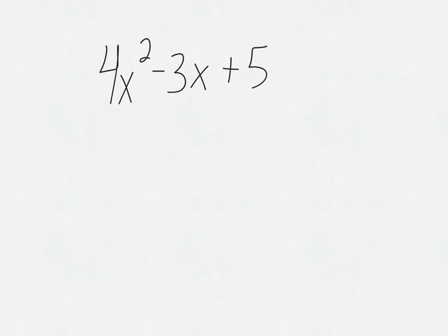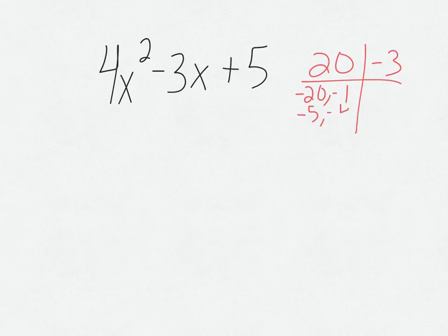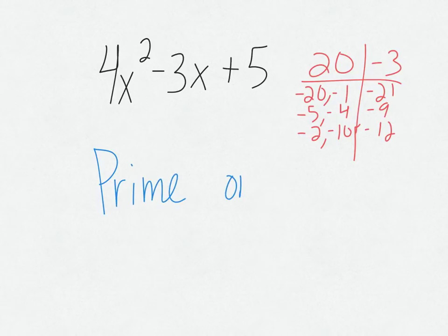Alright, you'll find out here we've got positive 20 and we need to get negative 3, so that means we needed to use just negative factors. So we have negative 20 and negative 1, negative 5, negative 4, negative 2, negative 10. Those are all the factors of 20. That gives us negative 21, negative 9, negative 12. So there's no way we're going to get negative 3. Meaning our answer here is prime, or you could say not factorable.